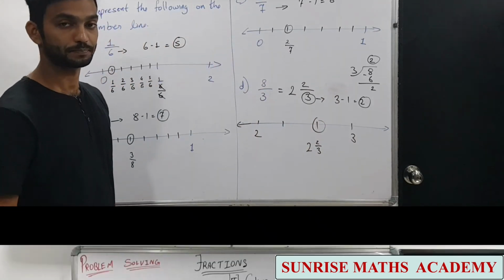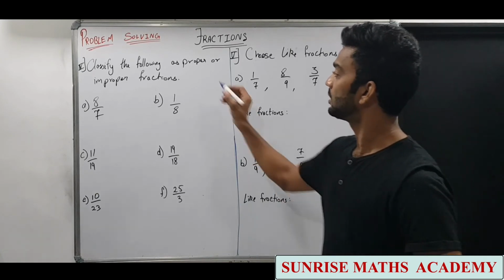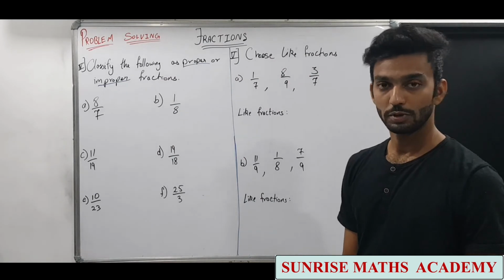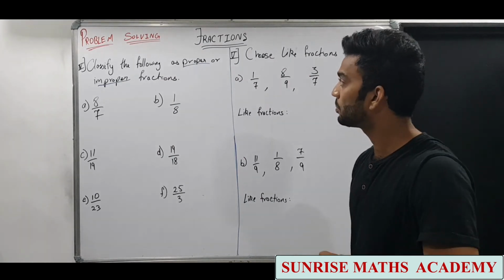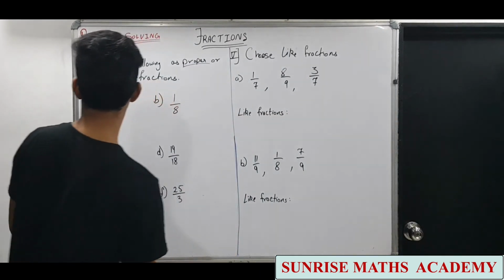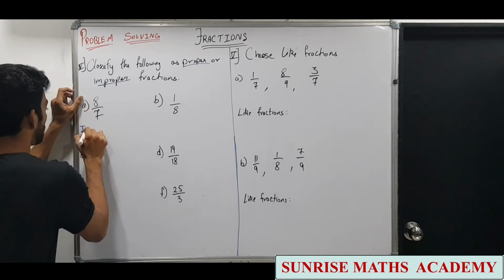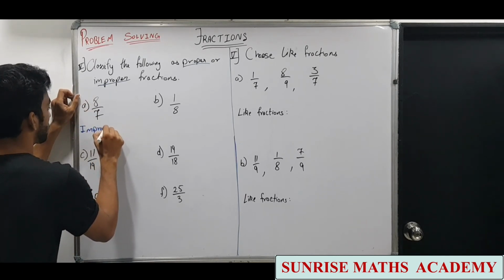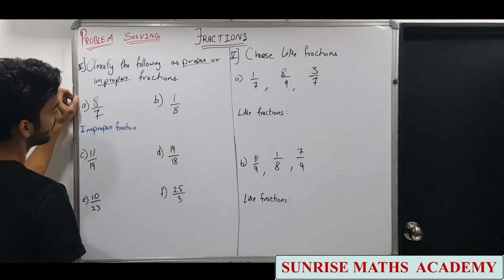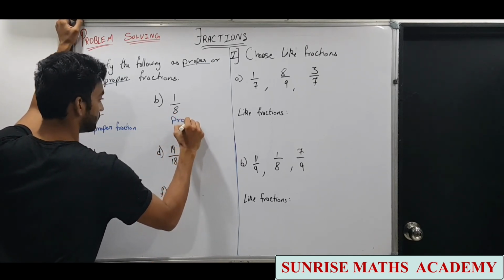This part. Next question we have, classify the following as proper or improper fractions. So for proper, numerator should be smaller than the denominator, and improper, numerator will be greater than the denominator. First one, 8 upon 7. Numerator is greater, therefore it is an improper fraction. Next, 1 upon 8. Numerator is smaller, so it is a proper fraction.